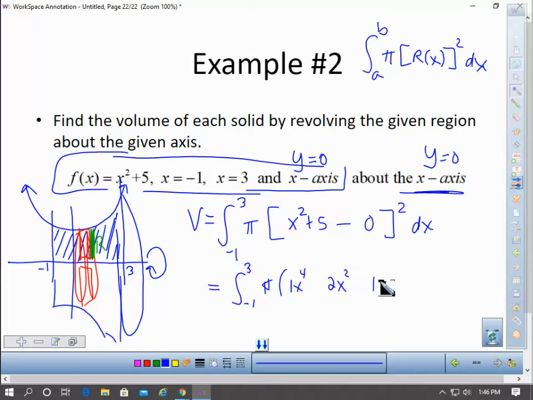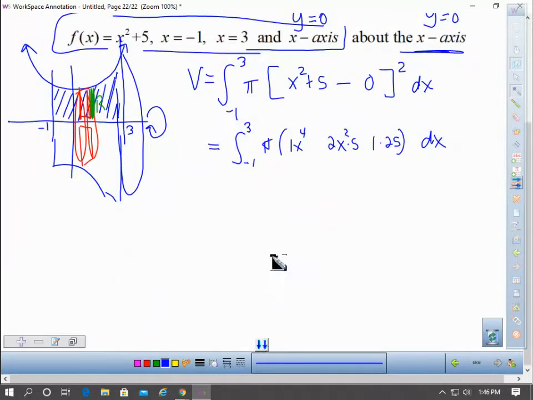And then at the back, we start with 5 squared, which is 25, then 5 to the first, and then no 5s. So that's what we're going to get when we multiply that out. So we're getting -1 to 3 pi times x to the 4th plus 10x squared plus 25 dx. Now I want to do the antiderivative.